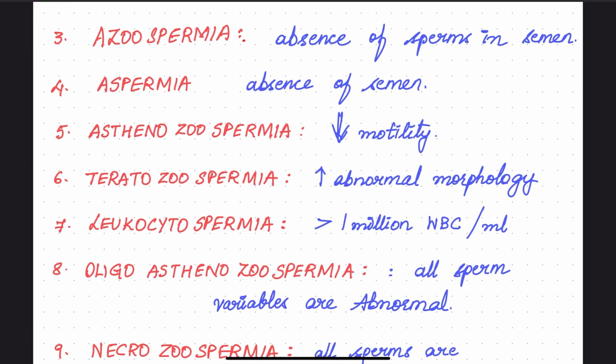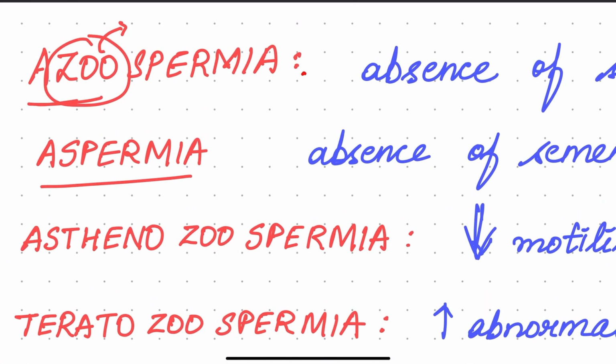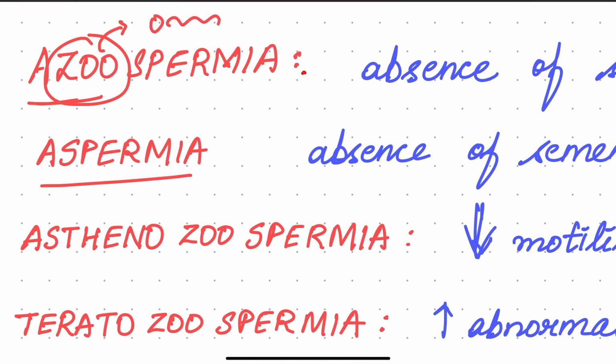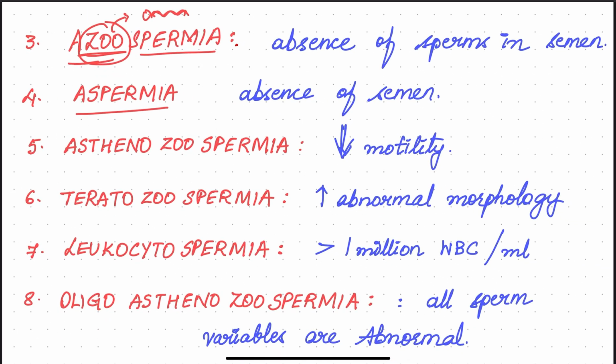Here, we'll study azoospermia and aspermia. Initially, during MBBS, I had confusion between azoospermia and aspermia, so I remembered it this way. Zoo means some animal, some living creature, and here the living creature is the sperm. So in azoospermia, this living creature is absent from the semen. Semen is produced, but it does not have any sperm inside it.